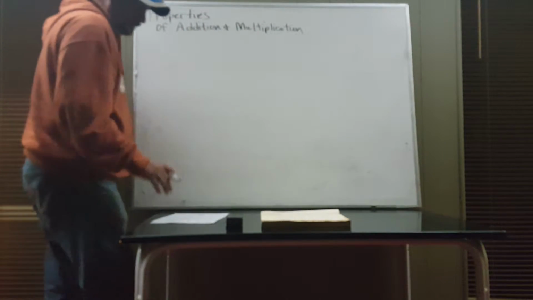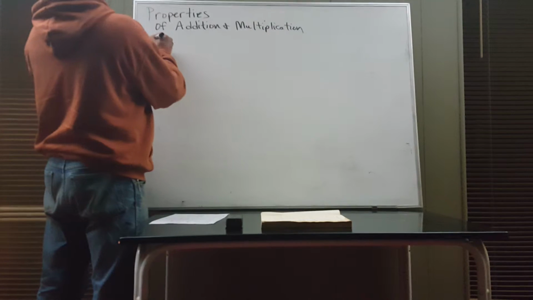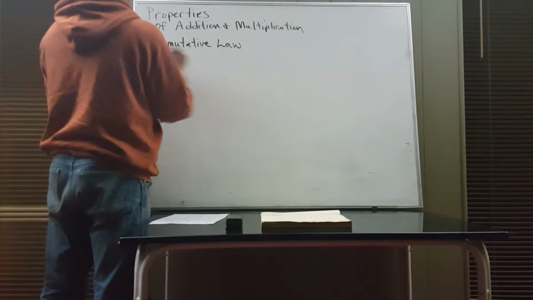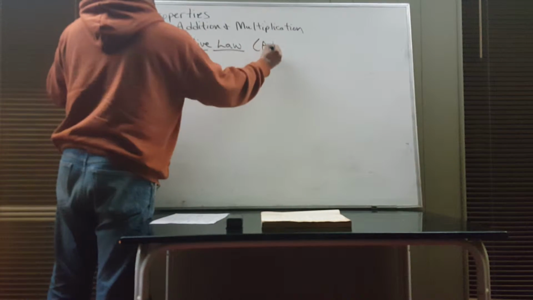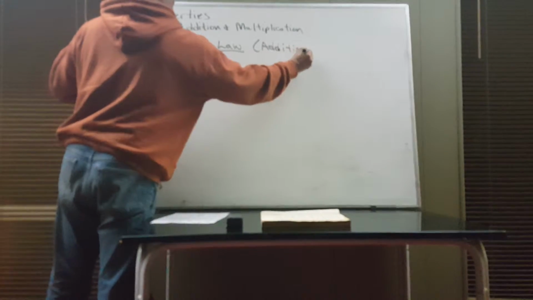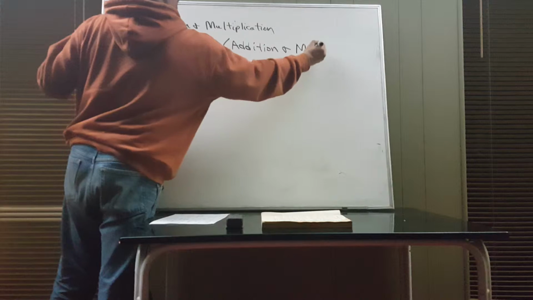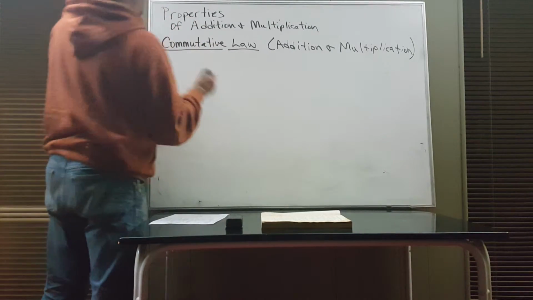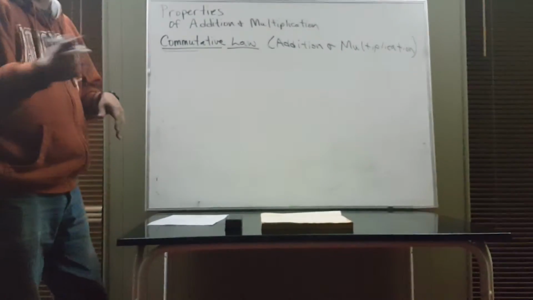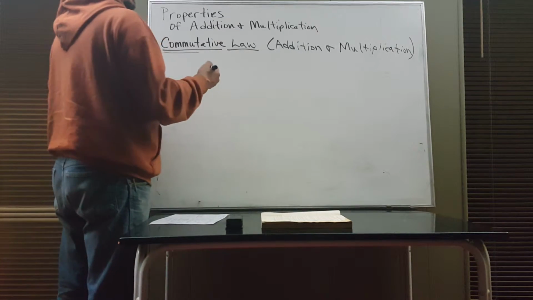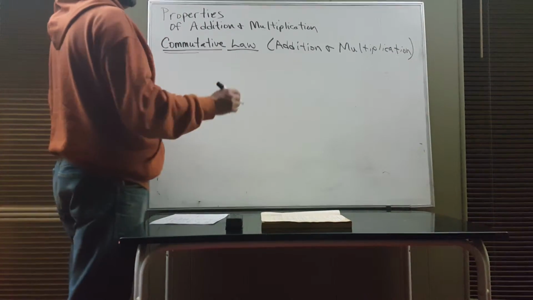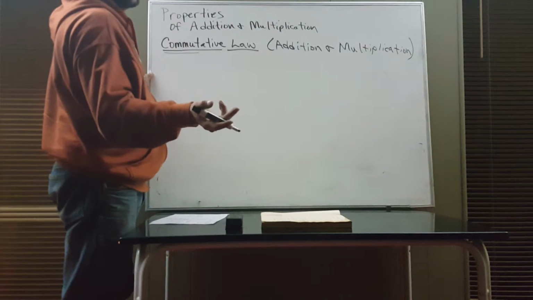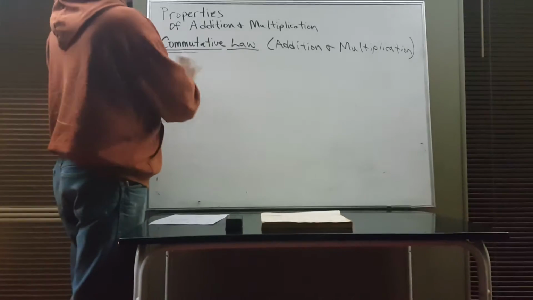Okay, so the first property is what we call the commutative law. The commutative law applies to addition and multiplication, both. It's based on this word commute here. To commute is to go back and forth. So when you're only adding, or only multiplying, the order in which you do this is irrelevant. Kind of like the absolute value thing we just did. But absolute value is not commutative.